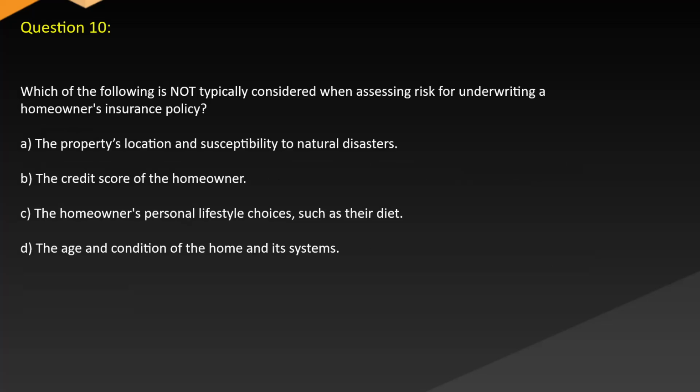Question 10. Which of the following is NOT typically considered when assessing risk for underwriting a homeowner's insurance policy? A. The property's location and susceptibility to natural disasters. B. The credit score of the homeowner. C. The homeowner's personal lifestyle choices such as their diet. D. The age and condition of the home and its systems.